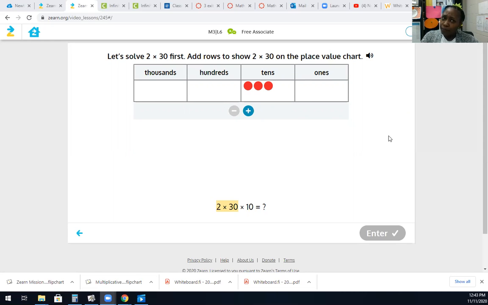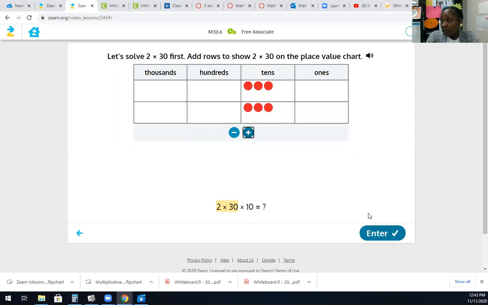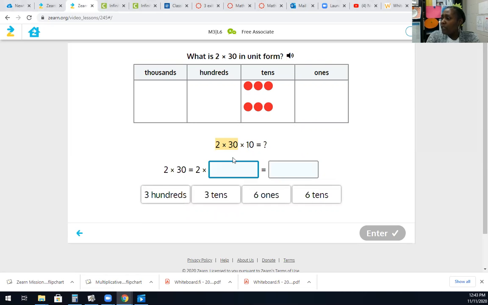At home, I told you to show that on your place value chart, right? So this is what we're going to do. Remember, it has me add rows. So it says 2 times 30. I have 3 tens, which is 30, and I have to have 2 rows, 2 sets, right? And we know how to do that. That's something we've been doing fairly quickly.